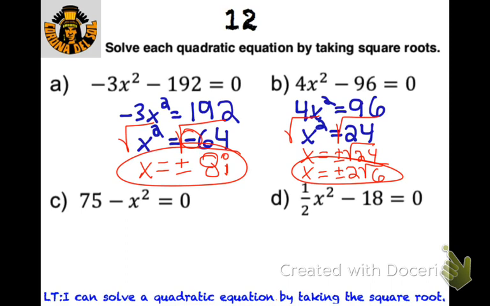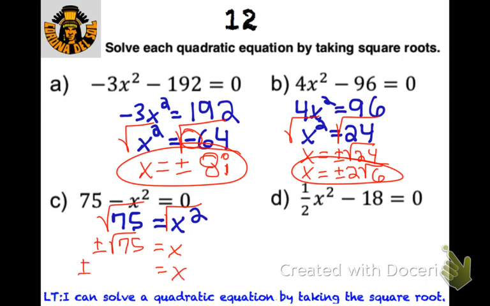If I was solving this one, I probably would just add the x squared over to the other side. Then I would take the square root of both sides, so that would be x equals plus and minus the square root of 75. The square root of 75 can be broken down, so it is 25 times 3, and that means I could actually take the square root of 25, so my best answer is plus and minus 5 square root of 3. That's what x is.